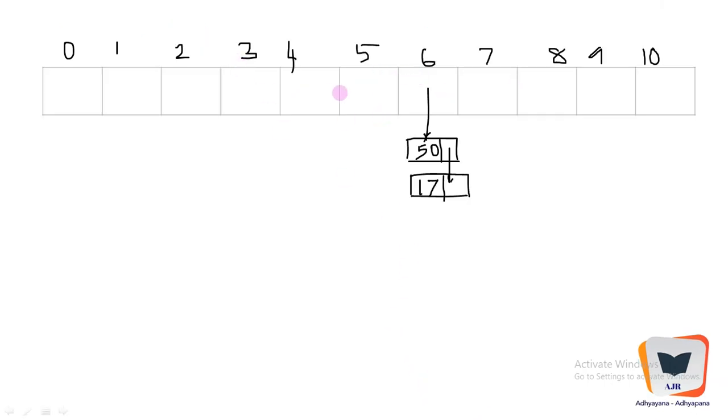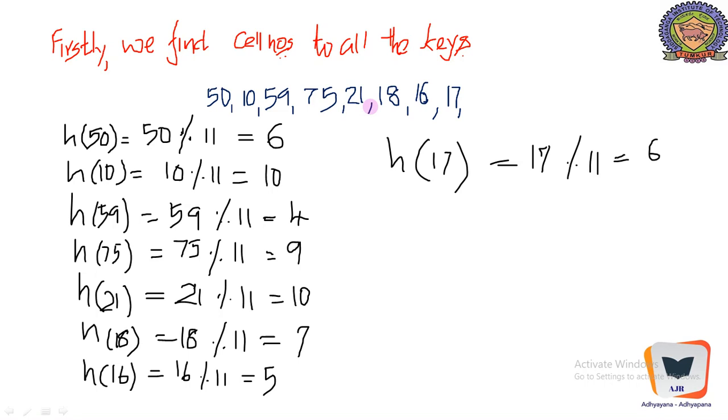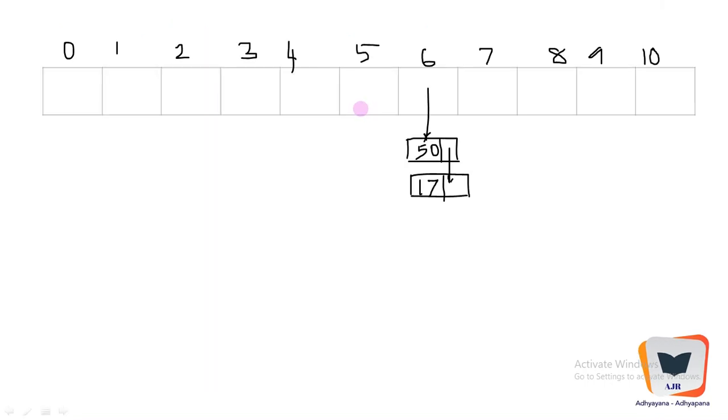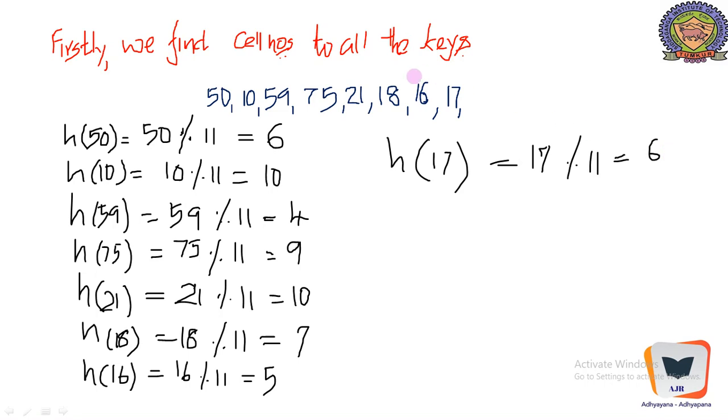50 will go to 6 and 10 will go to 10. 50 we have already attached, so this is 10. So like this we can go on attaching and there is no clash as such, and we have got independent cell numbers for these things.